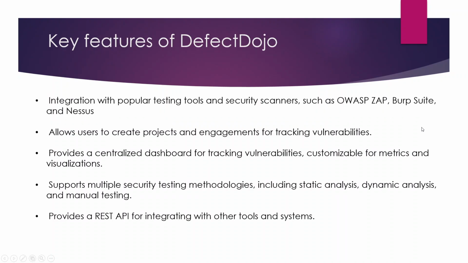Talking about the key features of DefectDojo, it has integration with popular testing tools and security scanners such as OWASP ZAP, Burp Suite, and Nessus. So you can integrate these tools with this vulnerability management tool, DefectDojo. It also allows the user to create projects and engagements for tracking vulnerabilities. You can track the vulnerabilities in this tool, and also customize the metrics and visualization.